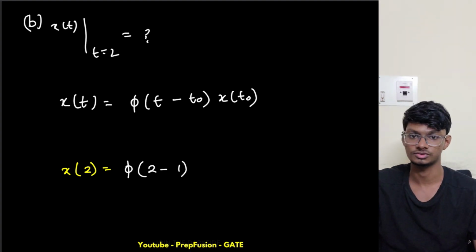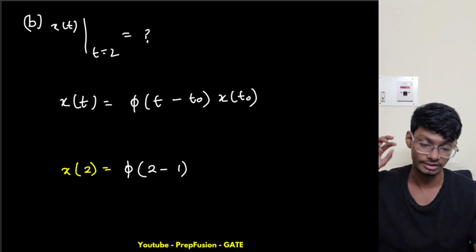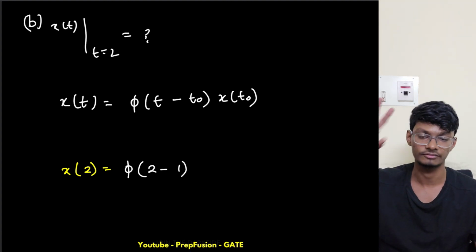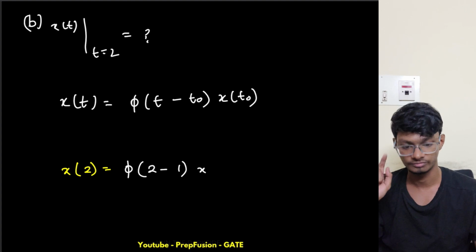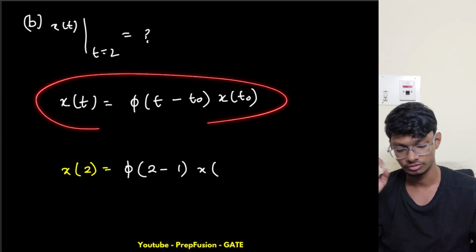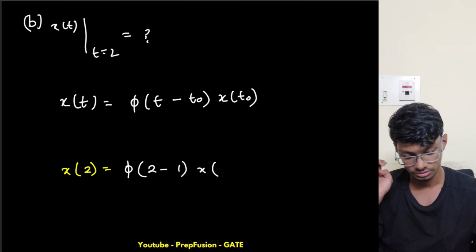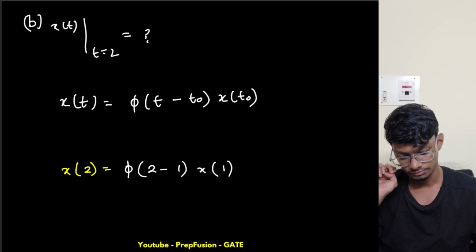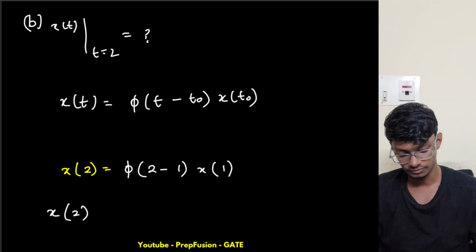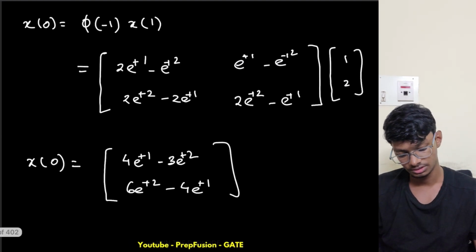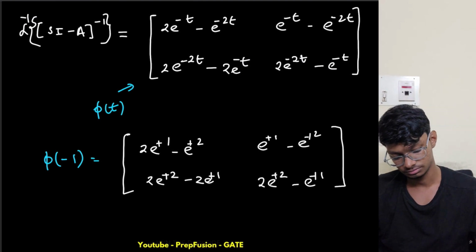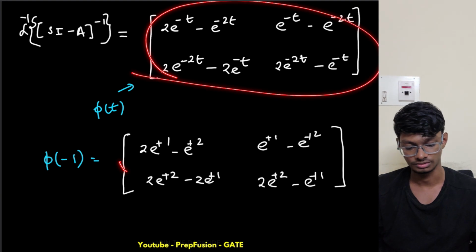We can also solve from x of 0, because we just found it out. But if x of 1 is given and you want to find x of 2 directly, this is how you solve it. You use the fifth property, and you need to memorize this. So x of 2 will simply be phi of t with t equals 1, times x of 1.